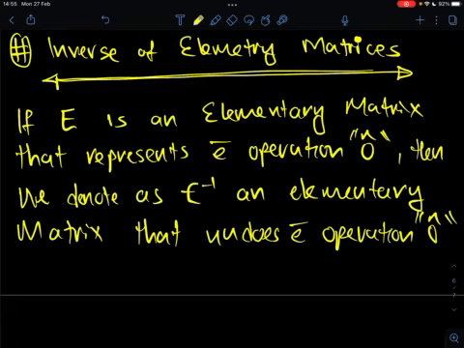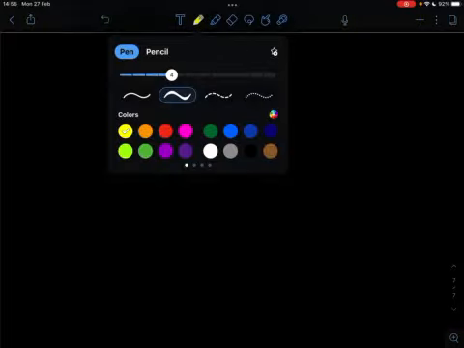But the question now is, how exactly does one obtain such operations or the inverse operations? So to do that, this is what we're going to see. We're going to now write down some ideas on how exactly to find these inverse elementary operations. So let's look at them one at a time.